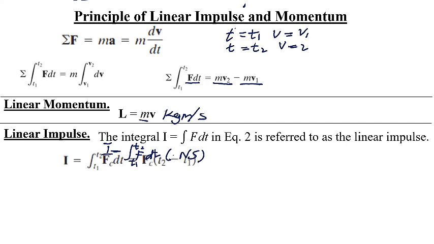So when we have a constant force acting on the particle, in particular if the force is constant in both magnitude and direction, the resulting impulse becomes I equals the integral of Fc dt, where Fc is a constant force.